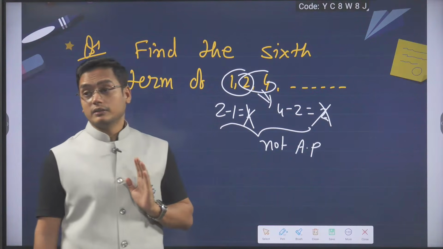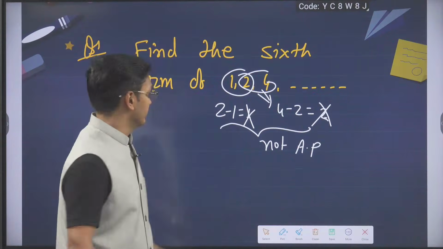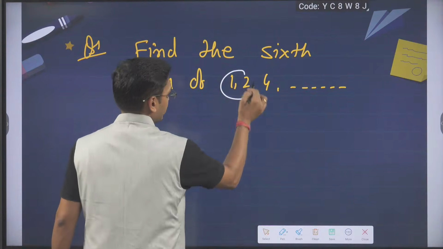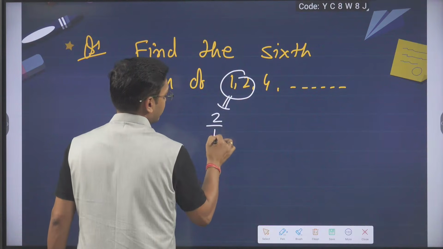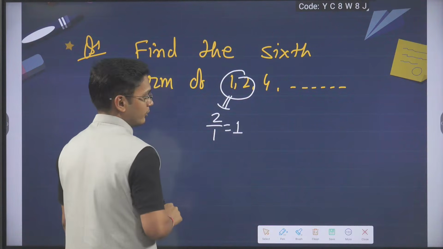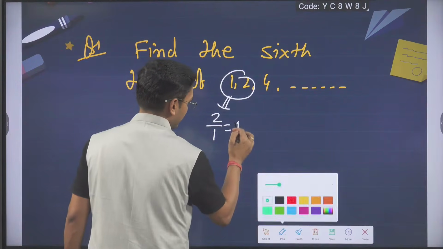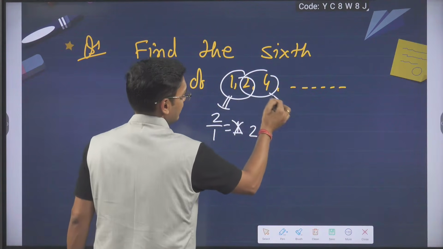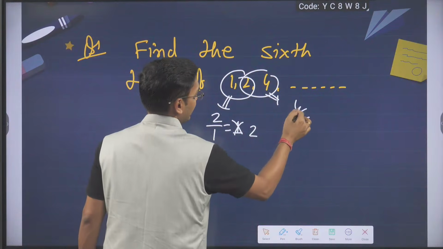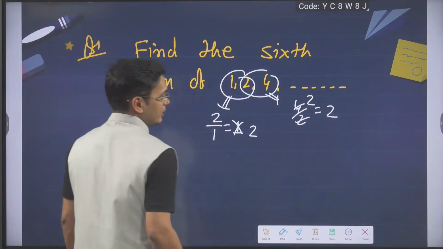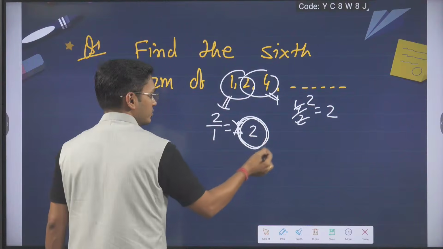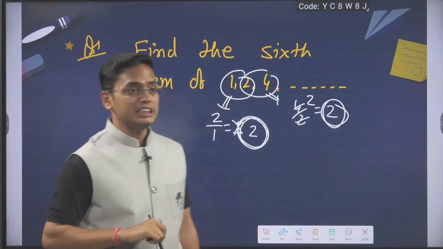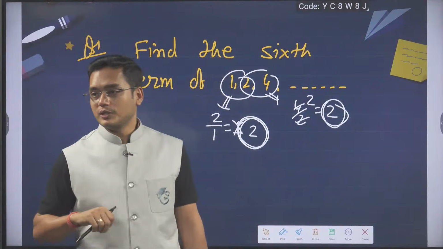Now we have to check, is it a GP? Let's check it. For GP, we have to divide. So if I divide these two, 2 divided by 1 is equal to 2. Similarly, 4 divided by 2 is 2. So we can see that the ratio is 2, here also the ratio is 2. Since the ratio is the same, this is a GP. And you guys are getting the answer 32, that's good.